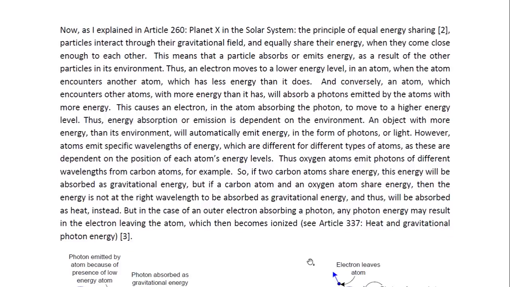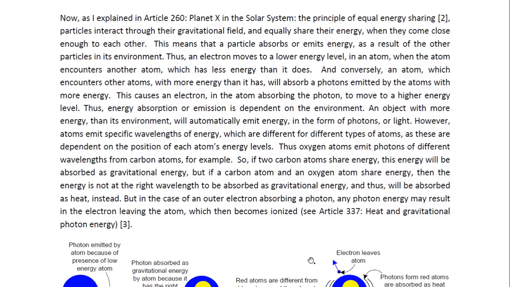And conversely, an atom which encounters other atoms with more energy than it has will absorb photons emitted by the atoms with more energy. This causes an electron in the atom absorbing the photon to move to a higher energy level. Thus, energy absorption or emission is dependent on the environment. An object with more energy than its environment will automatically emit energy in the form of photons or light.